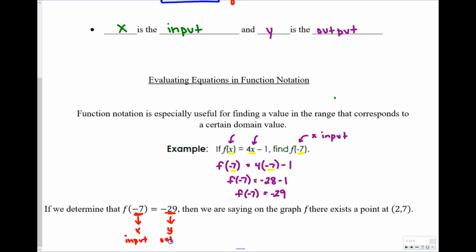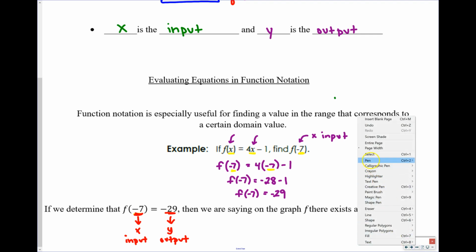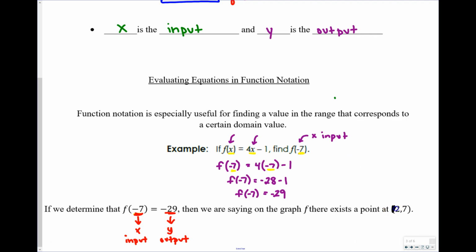Now, x and y is really important because basically we're saying that in this graph, like in this equation 4x minus 1, we actually have a point then at 2, 7. Oh, wait, I'm sorry, that's not correct. This shouldn't say 2, 7. Hold on, let me rewrite. I made a mistake. I'm going to cover this up in black.